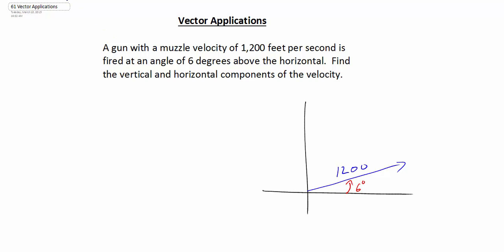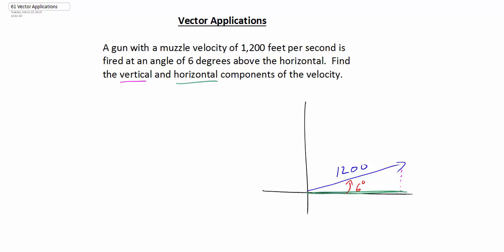And when it says we want to look at the vertical and horizontal components, that means we want to look at the vertical part of this and also the horizontal component. So of this 1200 feet per second, how much of this is the bullet traveling in the horizontal direction and how much of that is going in the vertical direction? And because this is such a small angle, it's pretty obvious that most of this is going to be in the horizontal, and there's going to be a little bit in the vertical with this 6 degrees of elevation. So how can we find that?